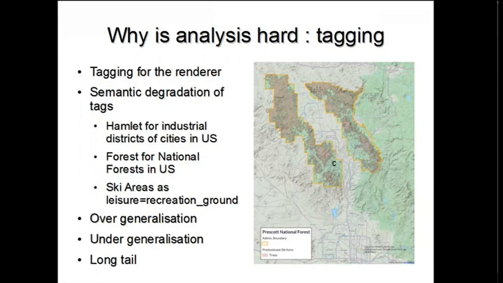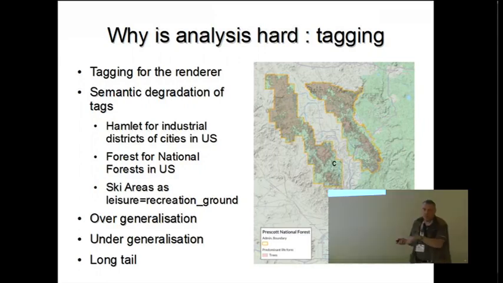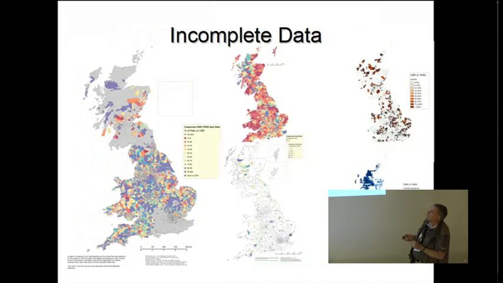And ski areas as leisure recreation ground. Now, my basic expectation of a recreation ground is one fundamental property: it's flat. And one could go on forever about issues with tags, but I won't.